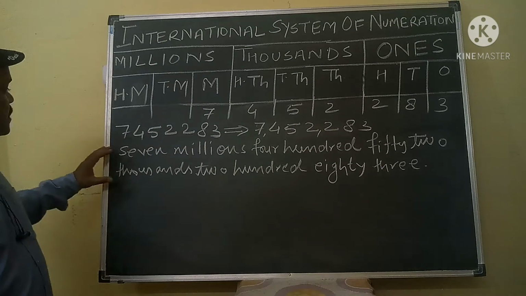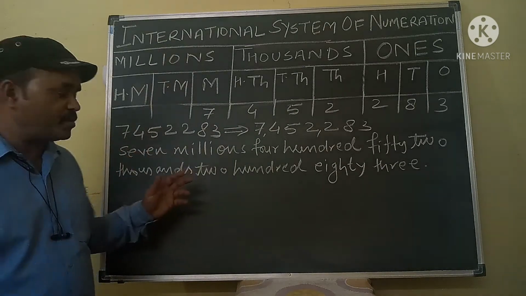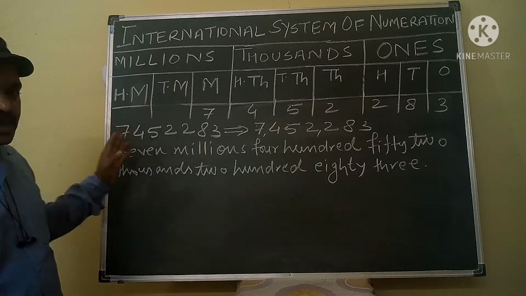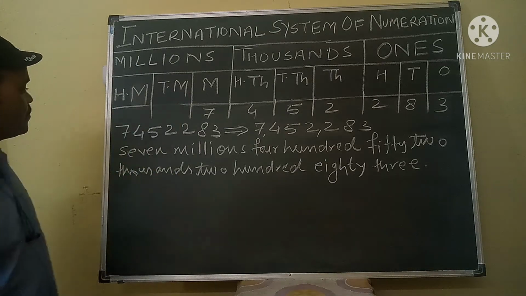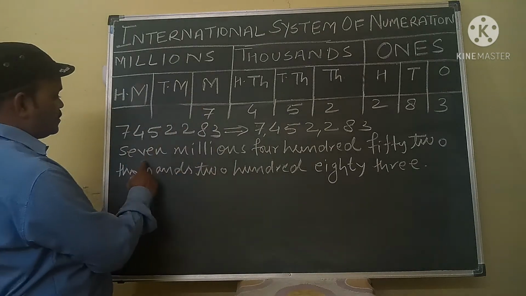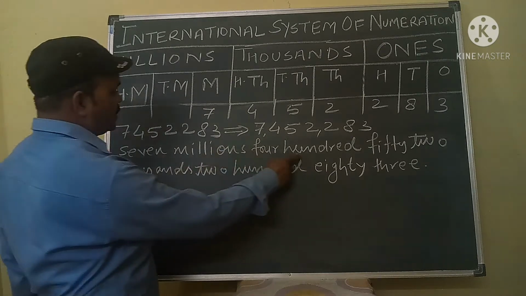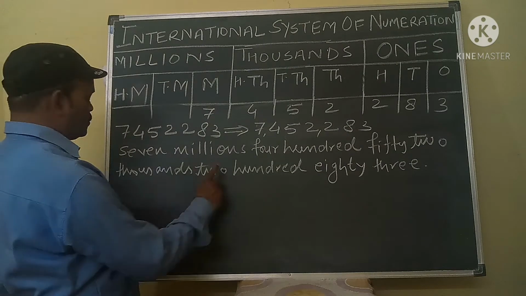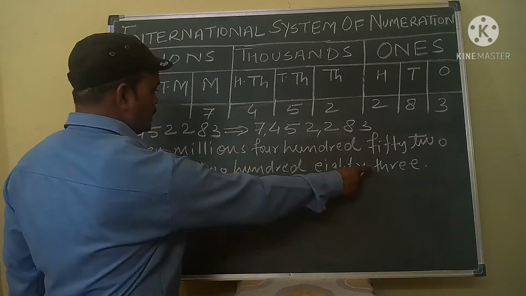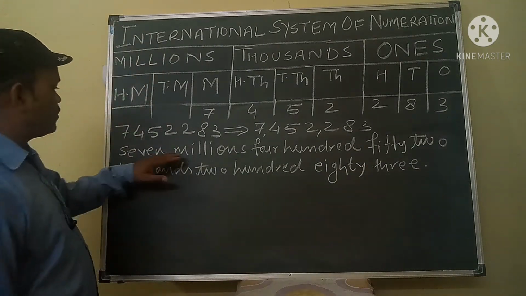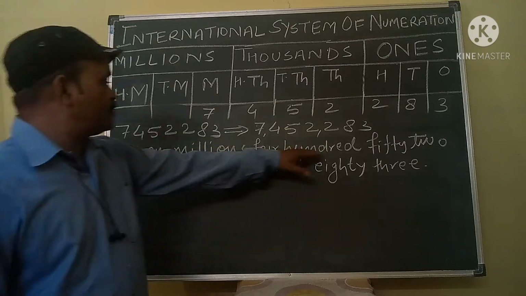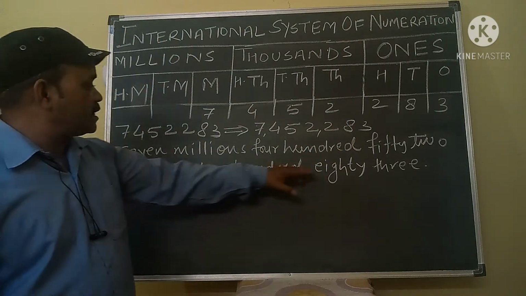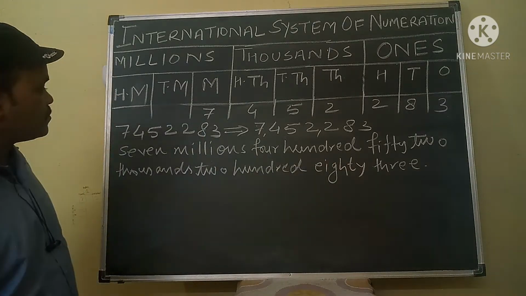Okay, so this is the International System of Numeration. What you are looking at, this number you can read and write as 7 million 452,283. 7,452,283. Okay.